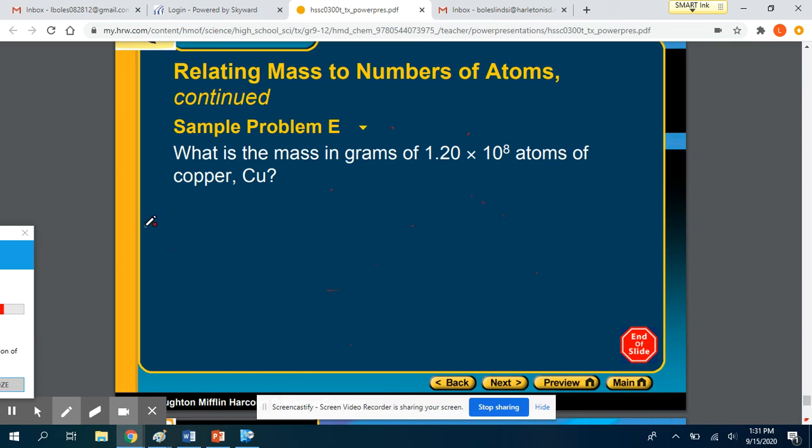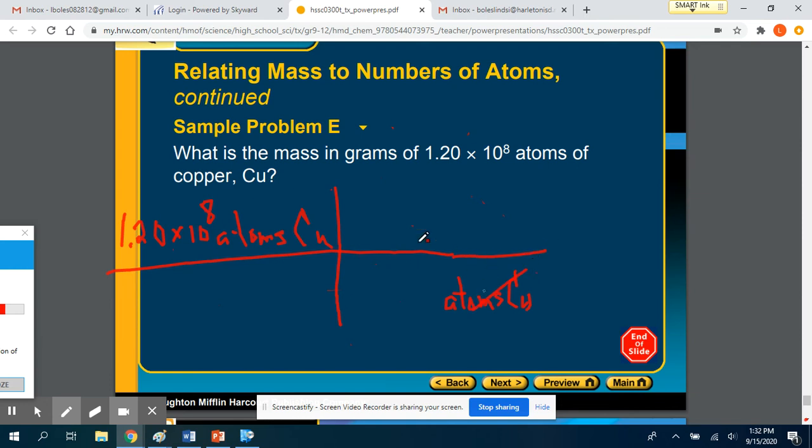You're still going to start it like you did all the other ones. I know I'm going to scooch over here a little bit. It's going to be 1.20 times 10 to the 8, which is our given, atoms of copper. Okay? And you put that in the first box, as always. That's our given. Whatever units are here, put them down here. I'm leaving myself some room because I know I have to put a big number in there. Atoms of copper. That's copper.